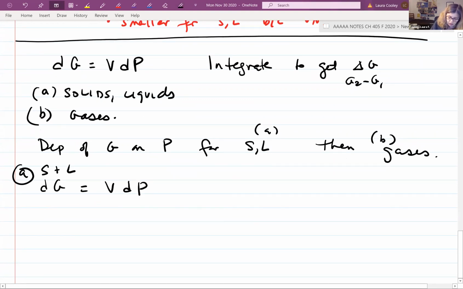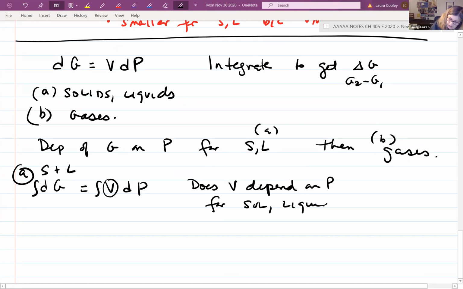Well, when you integrate this, you have to think about the volume. So here, what about this volume? Does volume depend on pressure for solids and liquids? So what do we say about liquids?